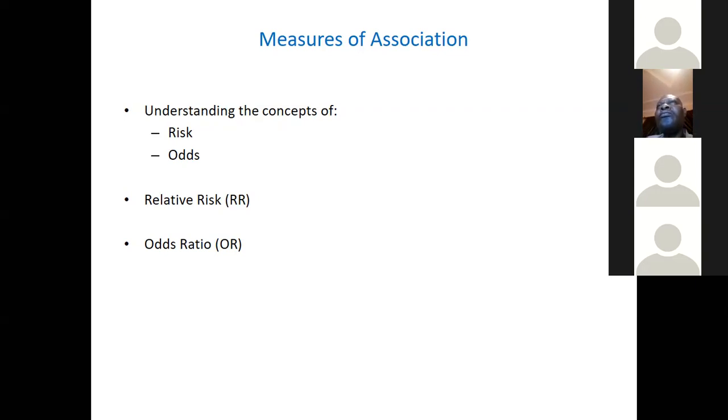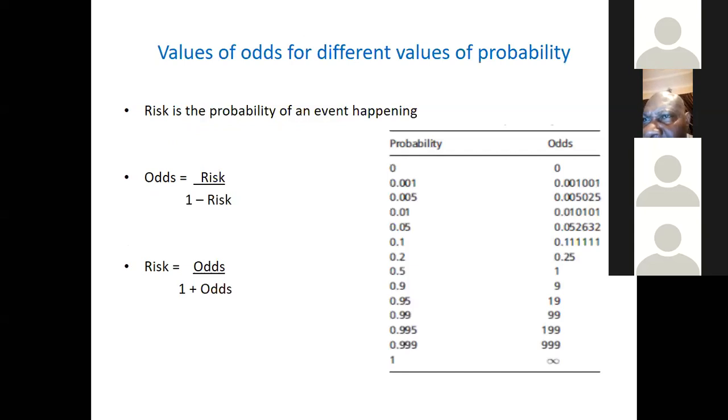So it's still all about categorical variables. But before we talk about relative risk and odds ratio, let's understand what risk means and what odds mean. Risk is the probability of an event happening. Risk is probability.